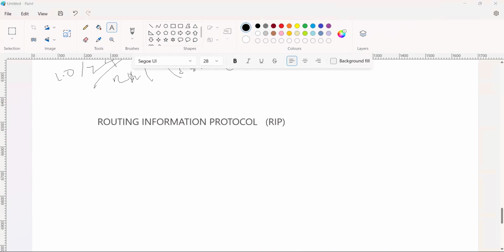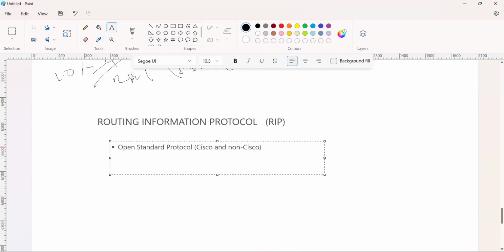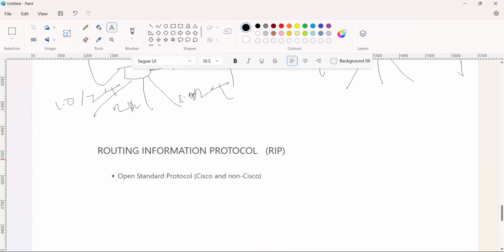And it is an open standard protocol. RIP is an open standard protocol, which means it will work on Cisco devices and also non-Cisco devices. Non-Cisco means HP, Aruba, those devices. It will work on all the devices.